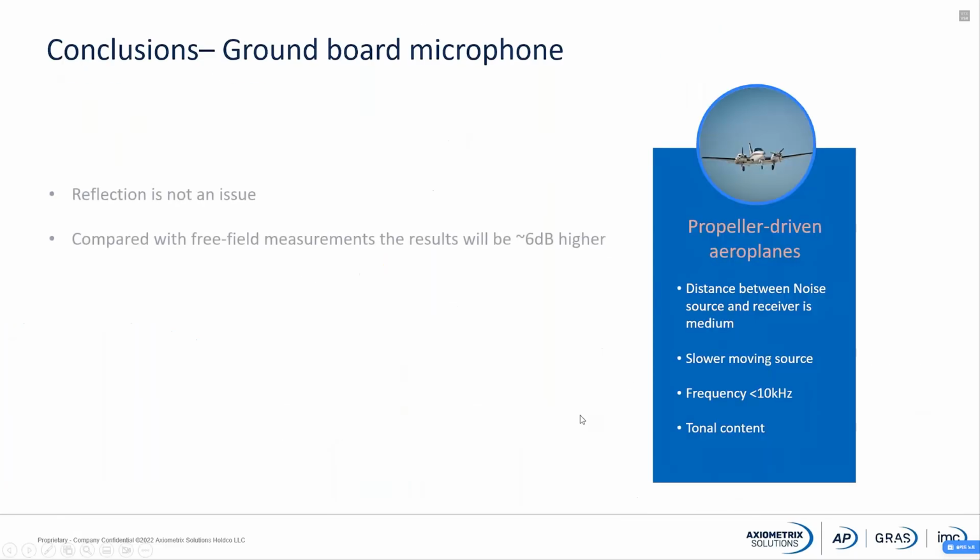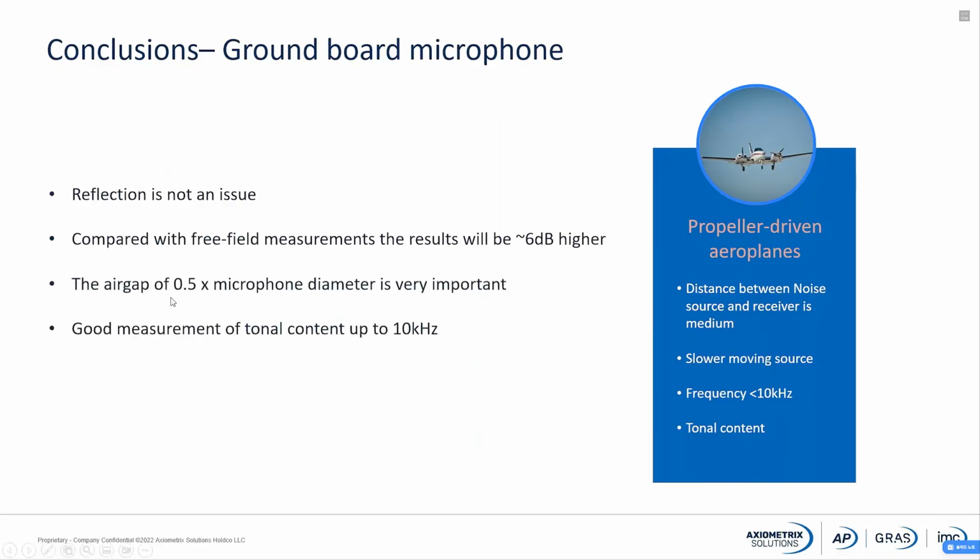So let's take a look at the characteristics for propeller-driven airplanes. The distance between noise source and receiver was medium. It was a slower moving source. It has a frequency below 10 kilohertz, and it had some tonal content. And as we have concluded now, the reflection is not an issue any longer. Compared with free field measurements, the result will be 6 dB higher.